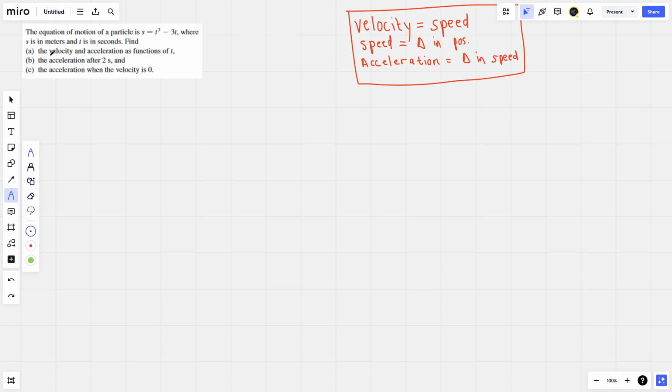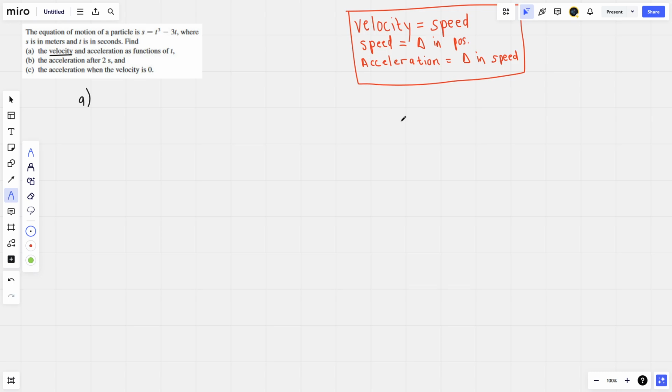Okay, firstly, what is velocity? Well, if we go to the top right, velocity is just speed. So we know what velocity means now. Great, but we still don't know what the question is asking. Well, we know that speed is just a change in the position, or a rate of change in the position. But what does that mean?